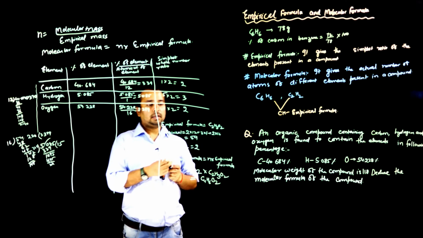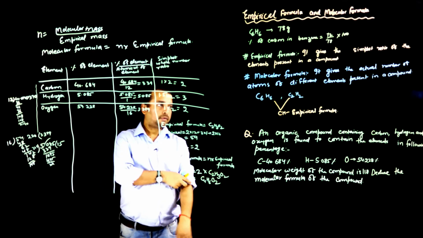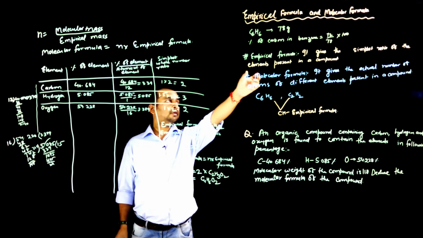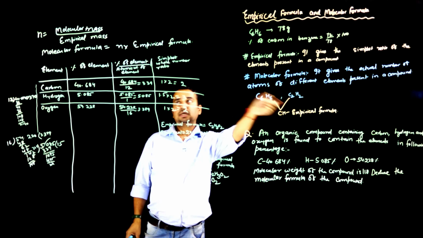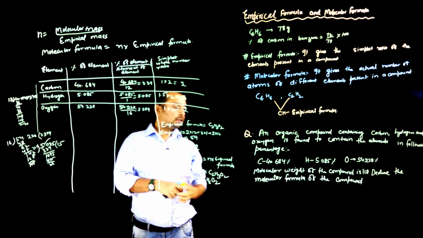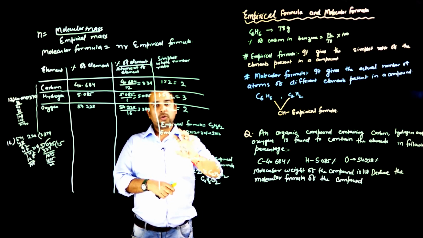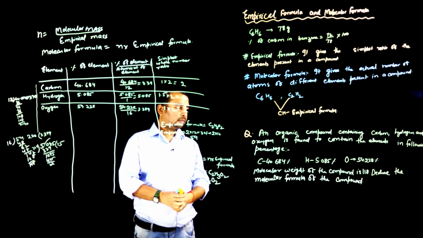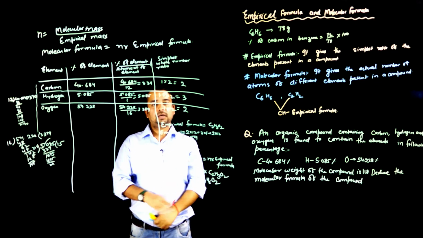So friends, we have calculated the molecular formula like this. What we saw was what is empirical formula and what is molecular formula. We saw the relation between empirical formula and molecular formula, and with the help of this problem we have learned how to calculate the molecular formula and the empirical formula if we know the percentage of elements in a given compound.